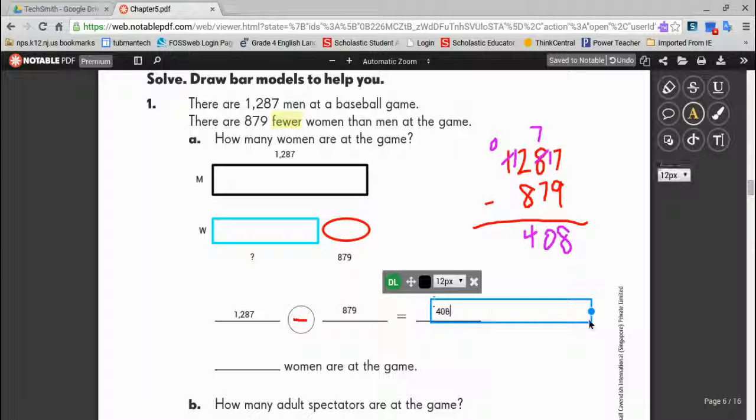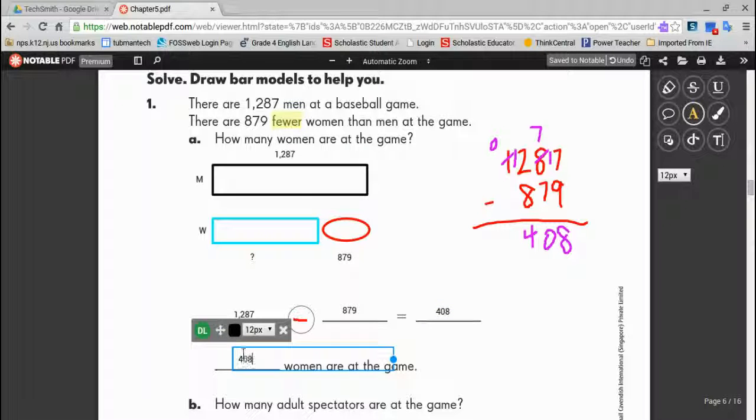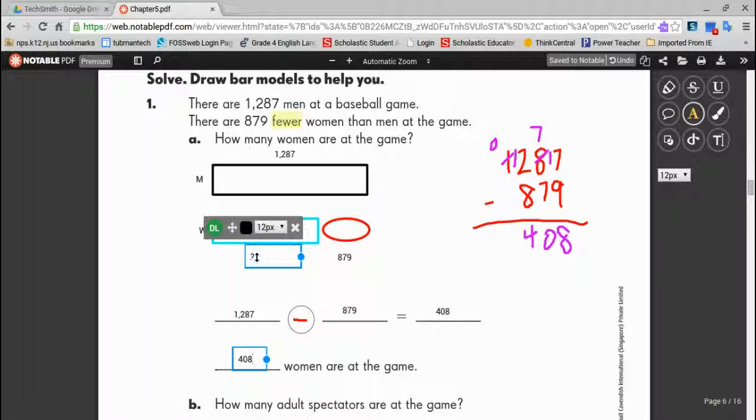Alright, so I know there are 408 women. 408 women at the game. And again, now that I know there are 408 women, I want to fix this. I don't want to leave that as a question mark anymore. I want to put 408 in there because I know there are 408 women.